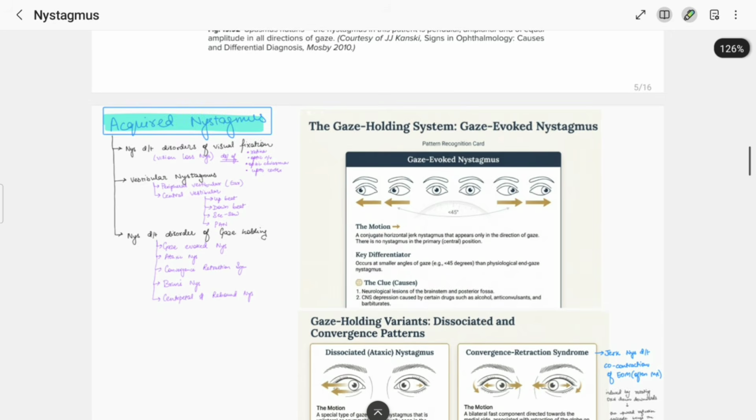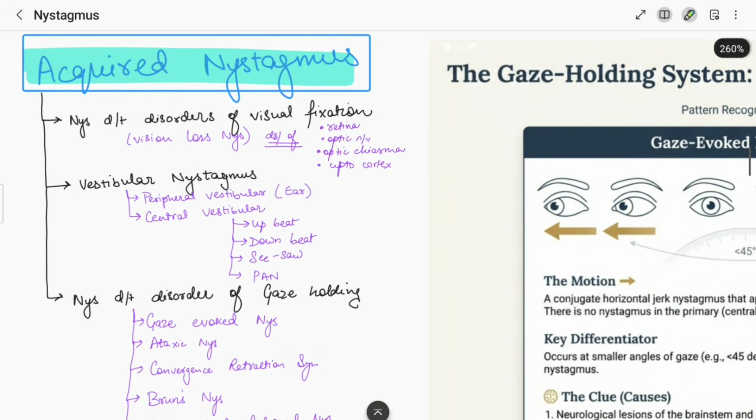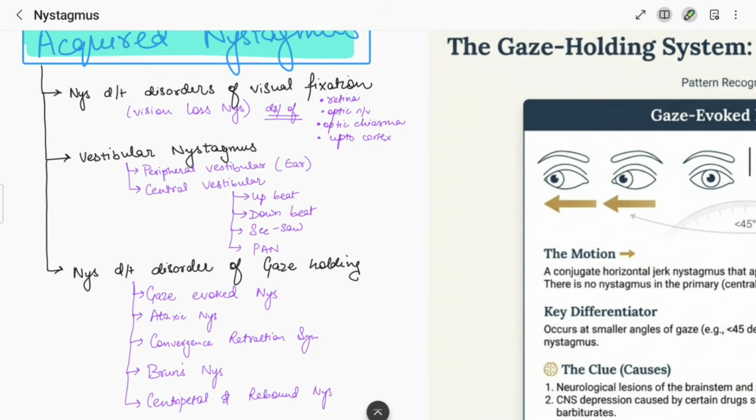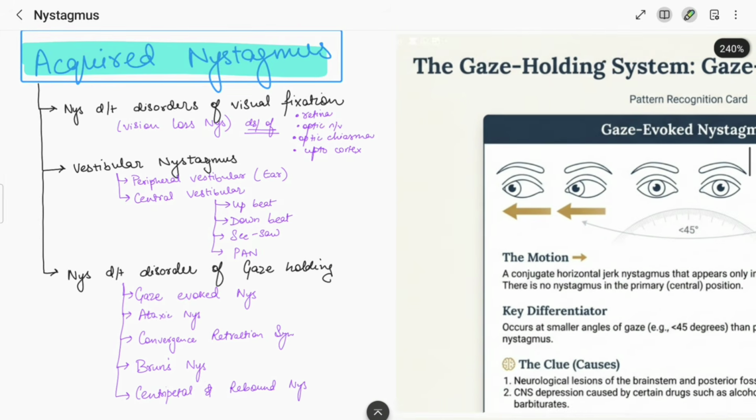Now we'll come to the last category, that is acquired nystagmus. So acquired nystagmus can have different types of classification. One type is according to the causes, like it can be due to disorders of visual fixation, or it can be vestibular, or it can be due to disorders of gaze holding.